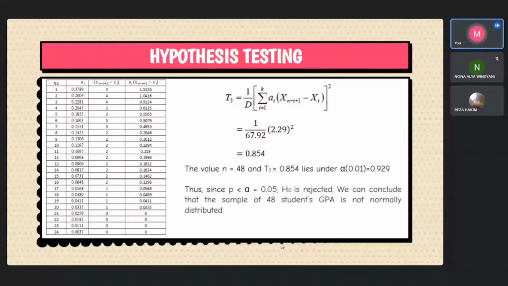Since the value of n is 48 and the Shapiro-Wilk value is 0.854, it lies under alpha 0.01, which is 0.929. Thus, since p is less than alpha, which is 0.05, H0 or the null hypothesis is rejected, so that we can conclude that the sample of 48 students' GPA are not normally distributed. Next.